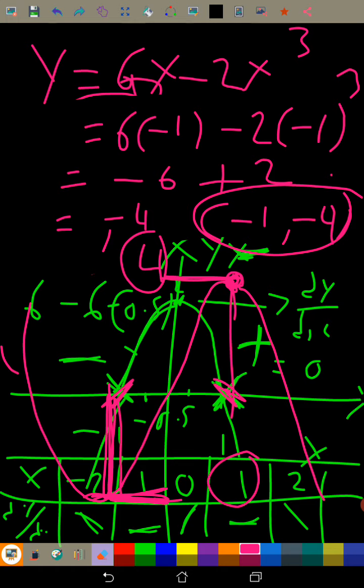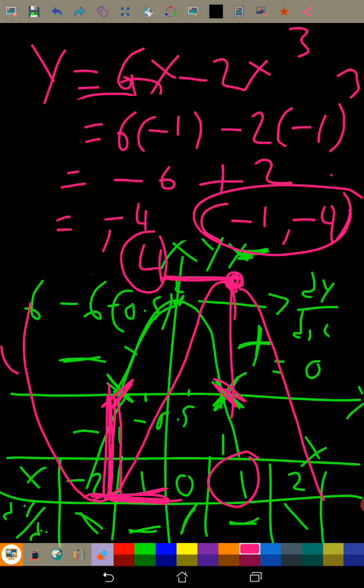So what do we understand from this? We understand that we got the coordinates. That was what was asked from us. And the second part is sketch the curve. We have done it in pink. The first one in green, that's the derivative. So that's it. That was about turning points.